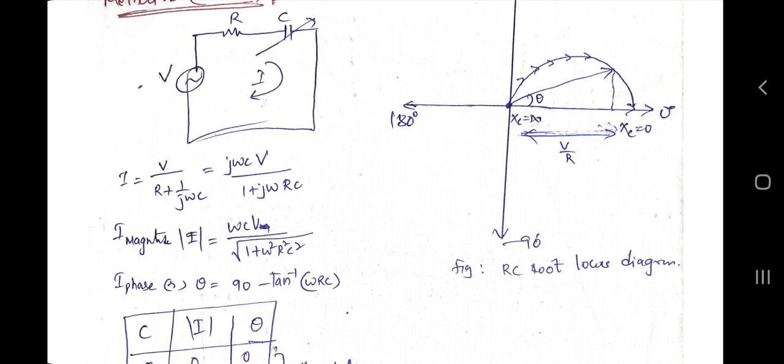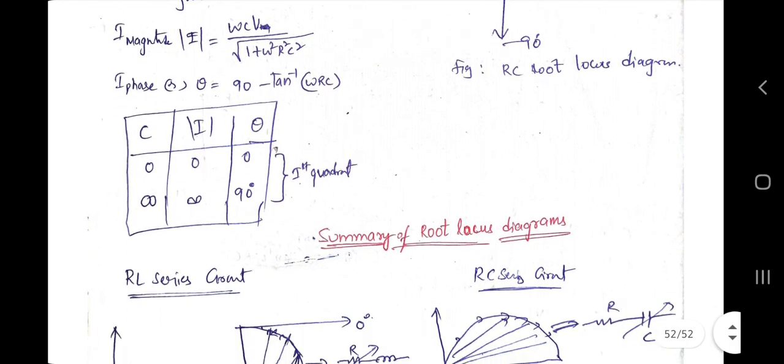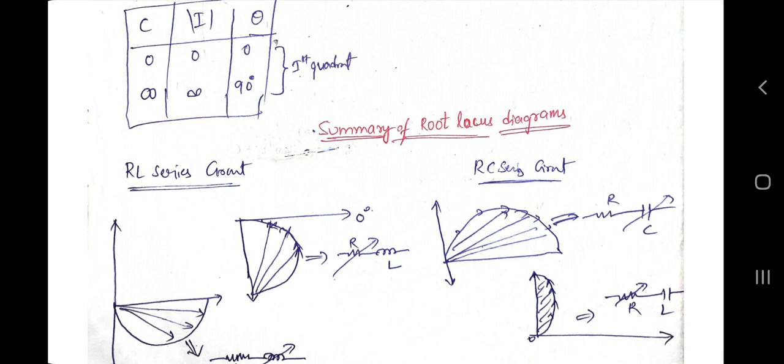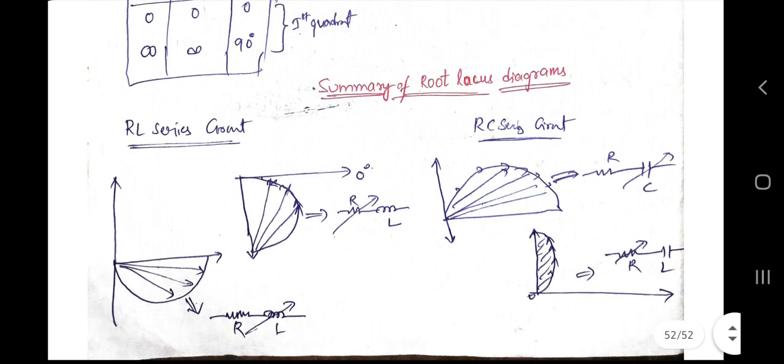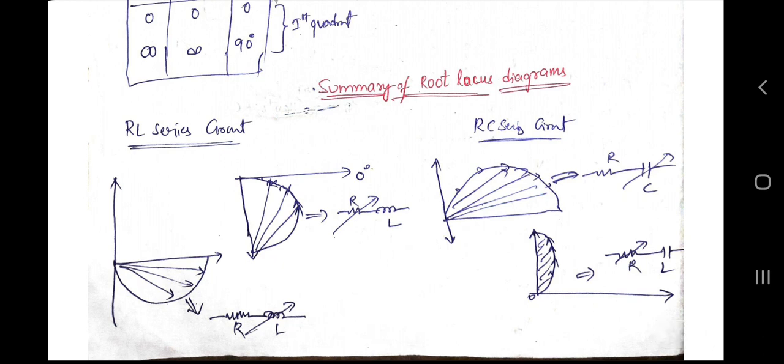This is the RC root locus diagram, taking the I magnitude and phase into account. Now we take a summary of the root locus diagrams. This is about the RL circuit, with fixed resistance and variable inductance, where the diagram lies in the fourth quadrant and on the x-axis. With variable resistance and fixed inductance, it is also in the fourth quadrant but on the y-axis. For RC circuits, it is the same replica.